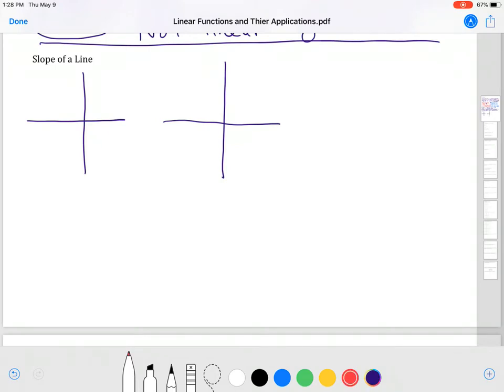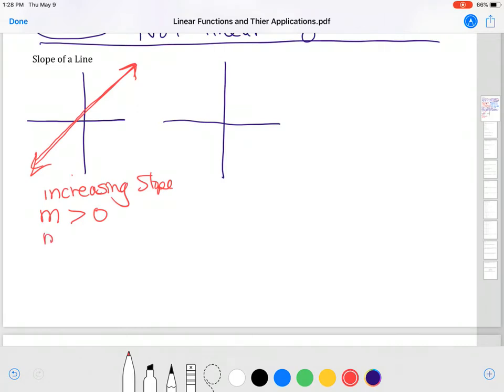So if I have a line that as I trace it, it goes up left to right. So looking at this line, as I go left to right, I'm tracing it, it's going up. This is an increasing slope, which also means your m is going to be positive. It's going to be greater than 0. So m is positive.